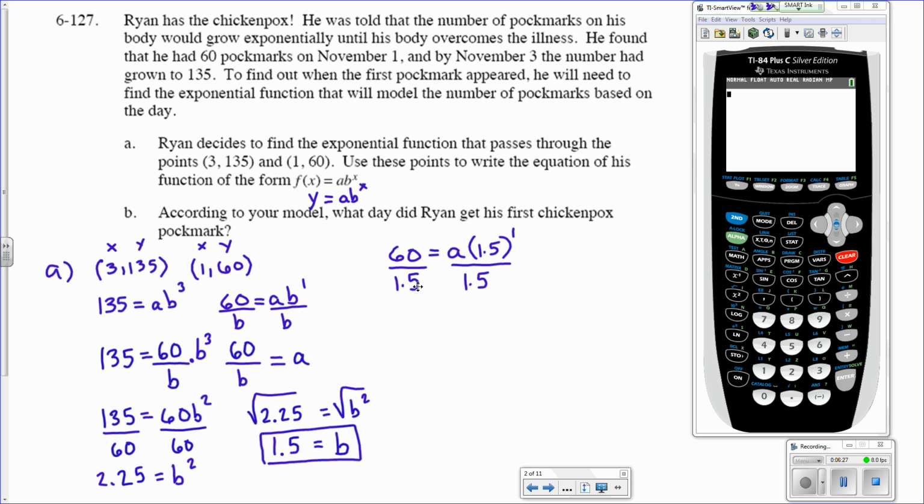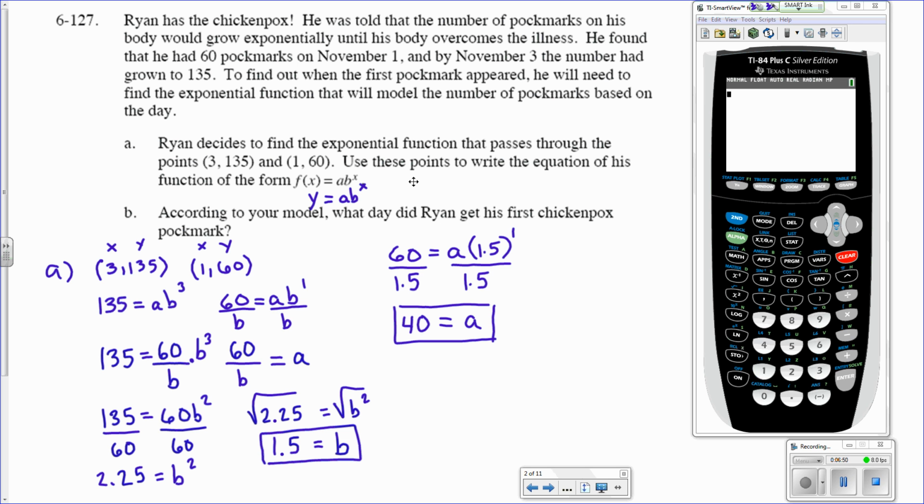Now 60 divided by 15 would be 4. So we're going to have to adjust our decimal. So we should get 40 is going to equal a. So now we've come up with the values of our two parameters, our a and our b.